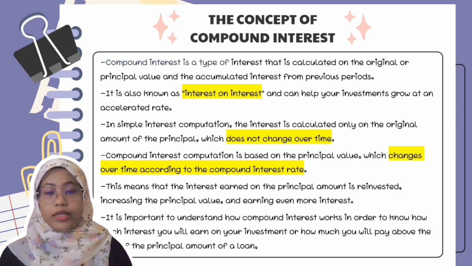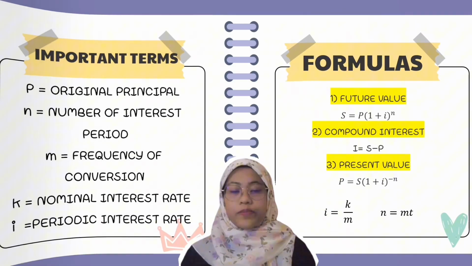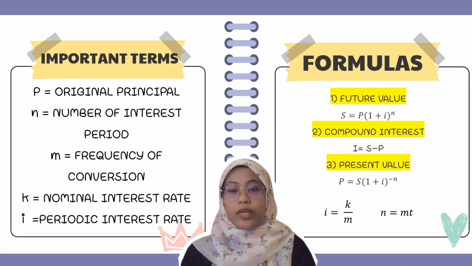from previous periods. It is also known as interest on interest and can help your investments grow at an accelerated rate. In simple interest computation, the interest is calculated only on the original amount of the principal, which does not change over time. However, compound interest computation is based on the principal value, which changes over time according to the compound interest rate. This means that the interest earned on the principal amount is reinvested, increasing the principal value and earning even more interest. There are also some important terms that you need to know in this topic.